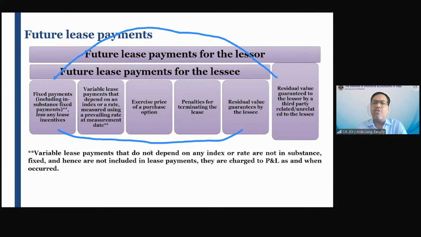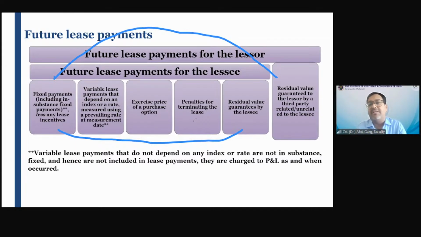And at times, even in my practical life, I have seen people who are living in a flat on a rental basis, they are buying that flat because they came into a comfort zone, their sense of belongingness was there, their neighborhood was settled, right? So likewise, the lease contract gives you a purchase option, okay? And if the lessee is reasonably certain that the lessee is going to avail the purchase option, then whatever is the exercise price, that is also considered as a lease payment.